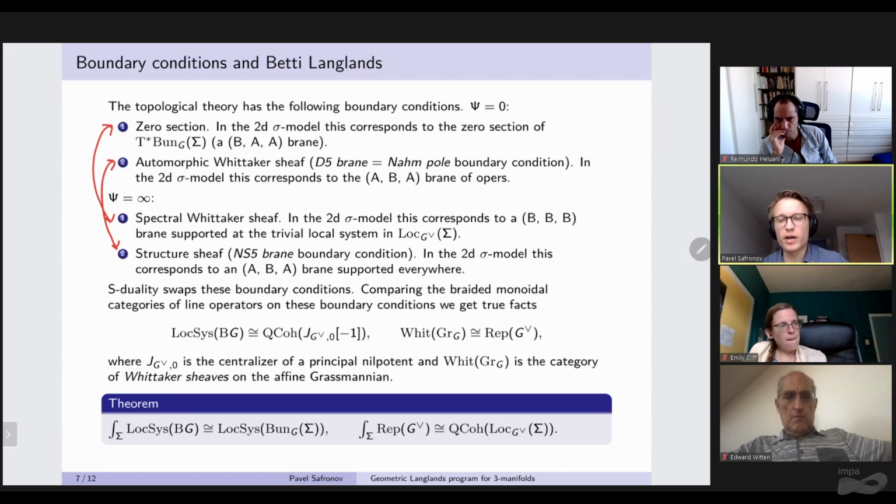Yeah, so the last one is what's called the NS5 brane boundary condition. In terms of the B model, this corresponds to just the structure sheaf of the Hitchin moduli space. Okay, and if you have boundary conditions in a 4-dimensional TQFT, you can look at the categories of line operators on these boundary conditions. So this gives you some braided monoidal categories. And you can try to estimate what those are.